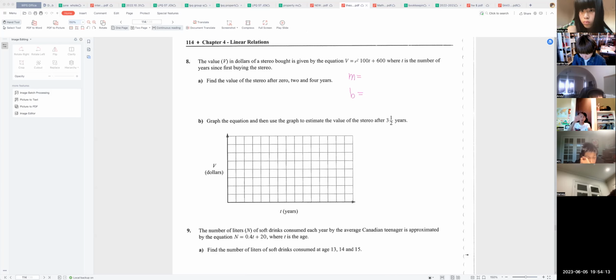Jason? B is 600. Mm-hmm. And what is m? 100. No, negative. Negative 100. Okay, very good.